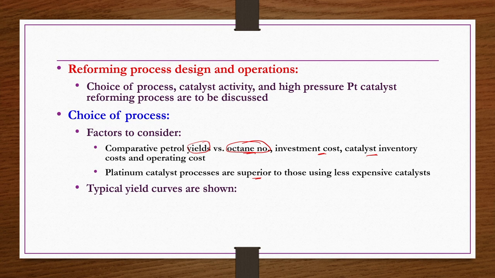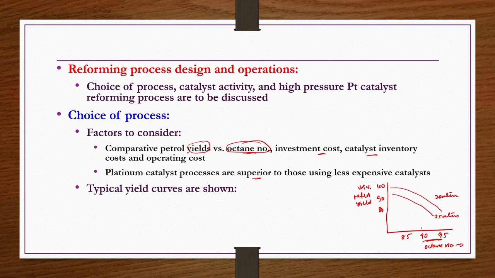Typical yield costs we see now. So, let us say you have volume percent of petrol yield, which is 80, 90, 100 like this, and then against the octane number, if you try to plot, let us say 85, 90, 95 octane number on x axis. So, at low pressures usually you get better, high octane number, high yield you can get, but if you increase the pressure, then in order to maintain the corresponding high octane numbers, your yield would be compromised.